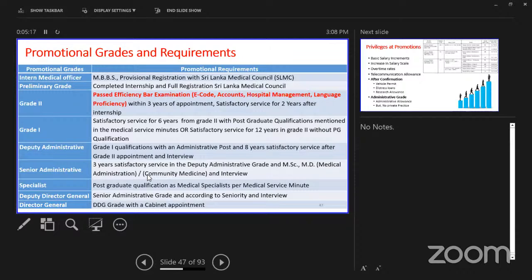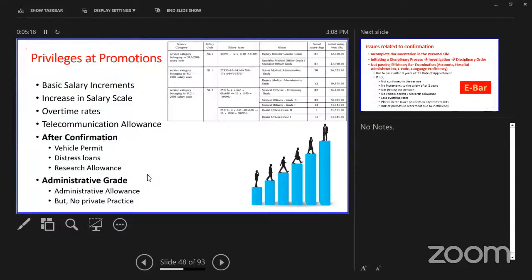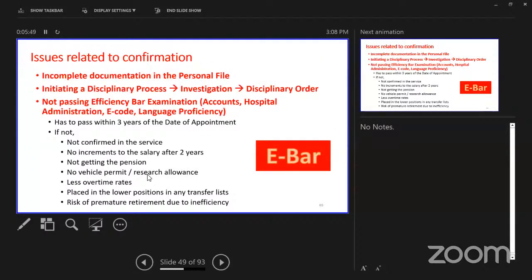Then privileges at promotions: you will get a salary increase, an increase in salary scale, overtime rates will be increased, and you will get a telecommunication allowance depending on your grade. After confirmation, I know that there is no vehicle permit now, but you are entitled to a vehicle permit, distress loans and research allowance. If you go to the administrative grade, you will be paid the administrative allowance, but no private practice is entitled. So issues related to the confirmation, as I've told you before, include incomplete documentation in the personal file. I'll tell you in the next slide.